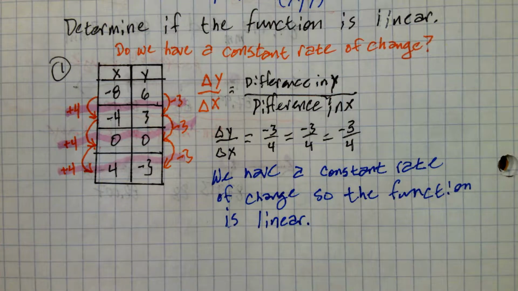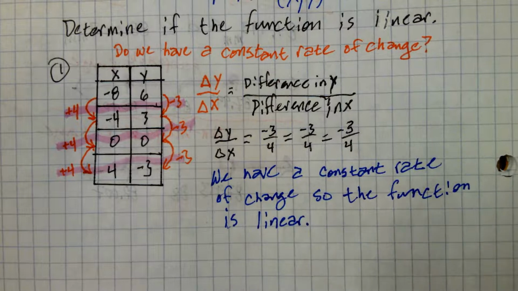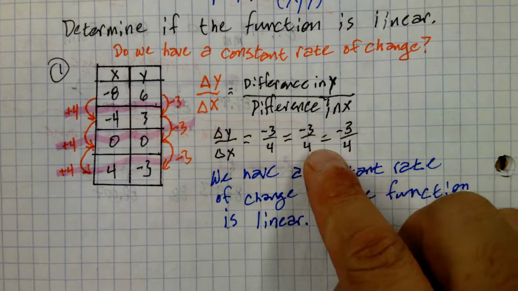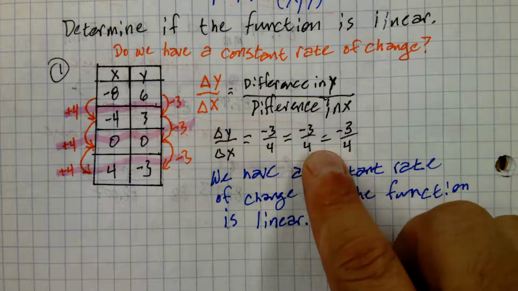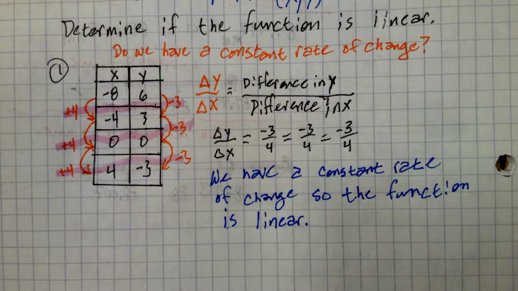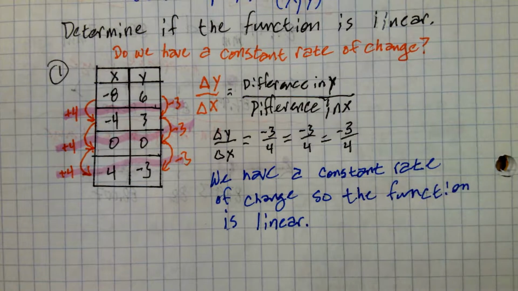And we lucked out on this one because sometimes you're going to have some where it's negative 3/4, and the next one might be negative 6/8. But when you reduce negative 6/8, it's negative 3/4. So just because they're not equal like we got these on the first go around, after you reduce them, if they are equal, then you can say yes, they're a constant rate of change. Okay. Any questions?